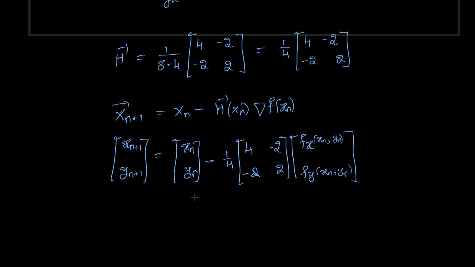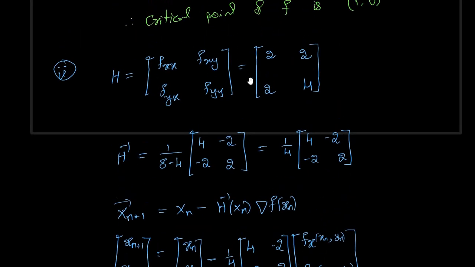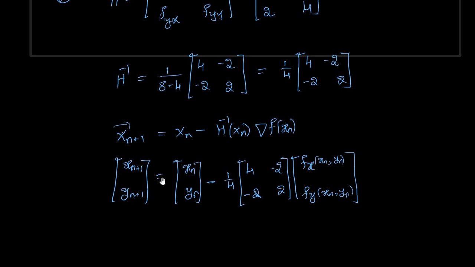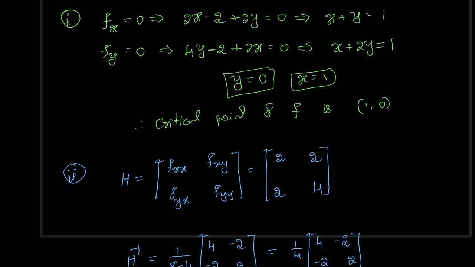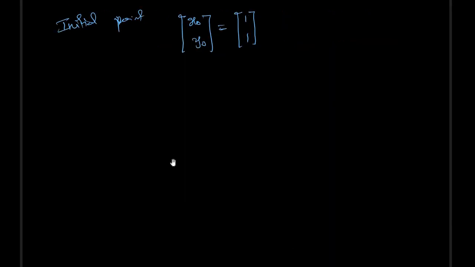So let me write them one by one. Initially we need to fix one guess, right? Initial guess. So let me take the initial guess to be 1 comma 1, which is x0 comma y0. If you don't like it, you can take the critical point, which is actually 1 comma 0, and start with that. All right, so let me see what happens.